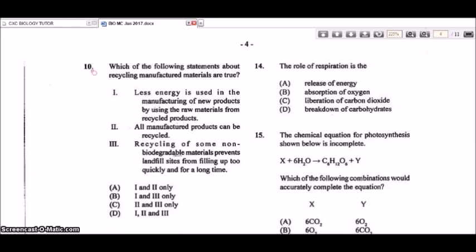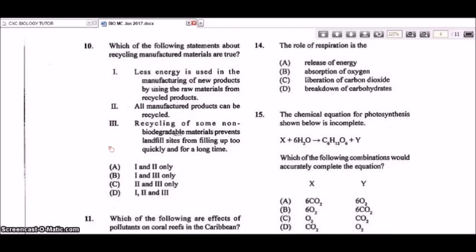Question 10. Which of the following statements about recycling manufactured materials are true? So we have 1. Less energy is used in the manufacturing of new products by using the raw materials from recycled products. Yes. 2. All manufactured products can be recycled. Yes. 3. Recycling of some non-biodegradable materials prevents landfill sites from filling up too quickly and for a long time. Right, so all 3 of those are actually true. So 1, 2, and 3, so that would be D.